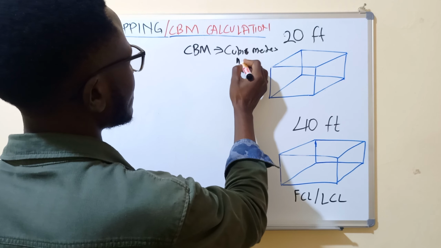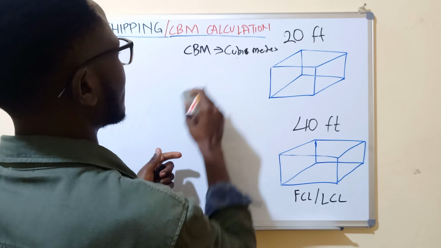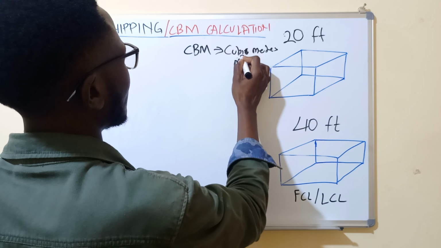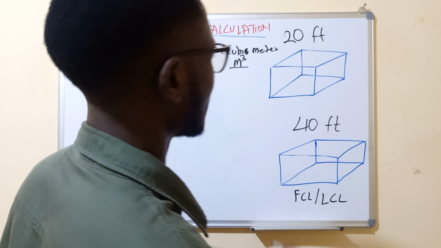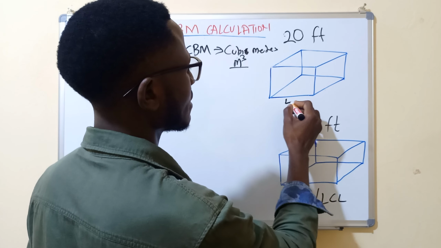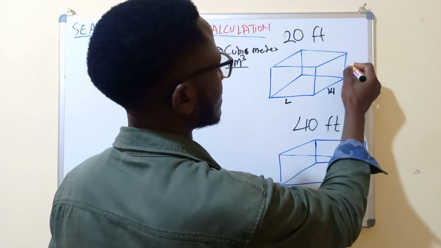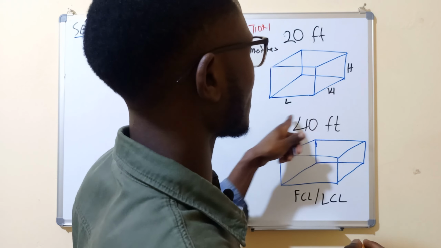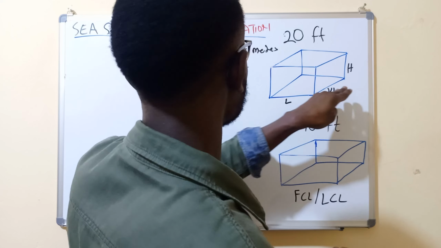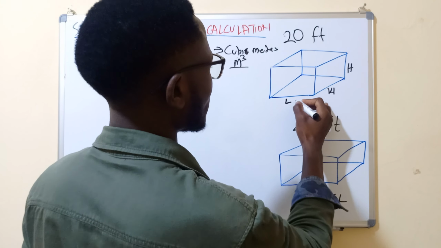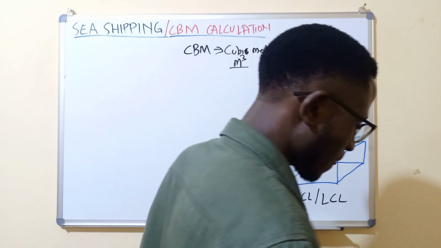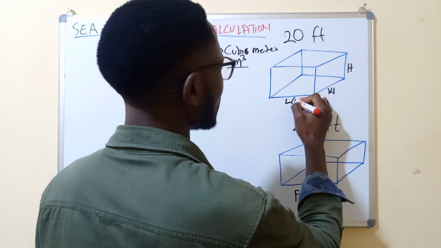Cubic meters, we can write it as this, cubic meters. Now, how do we arrive at this? We have this calculation here, length times width times height. If you multiply this, whatever figure is here, these measurements, whatever product you get at the end of the day, you have to get this, because remember, we are dealing with meters.